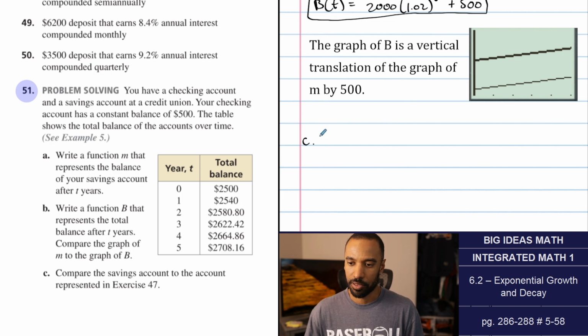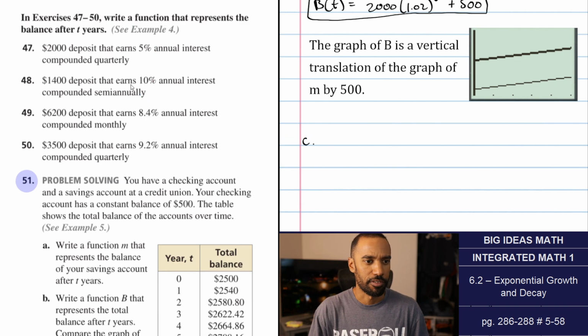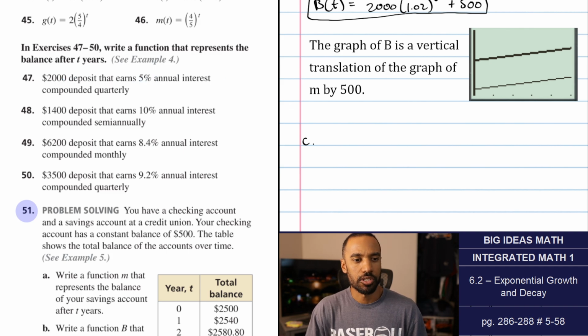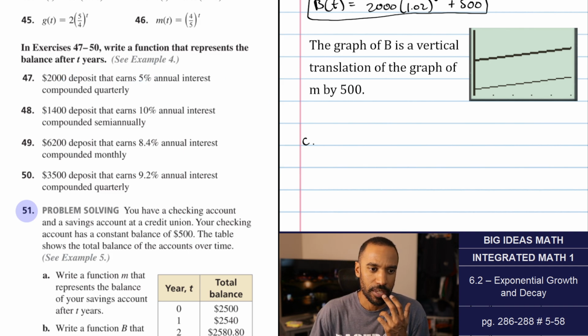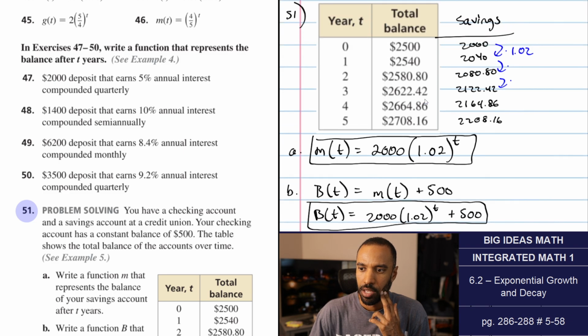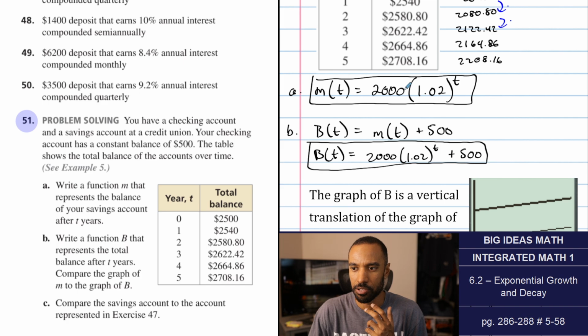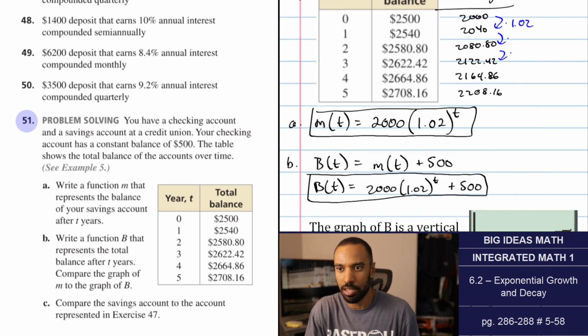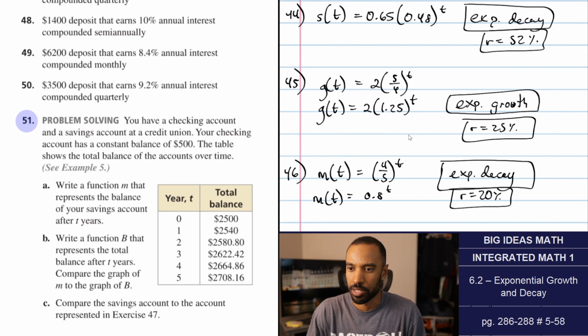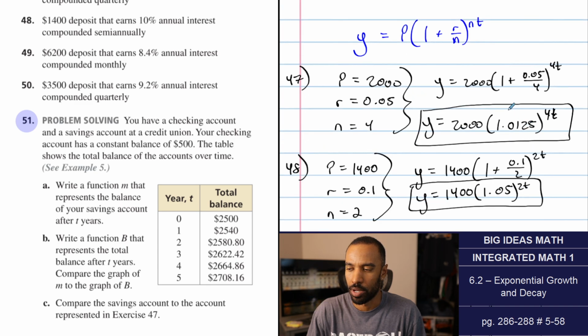I don't know, was it 47 the last problem? No, we're on 51. $2,000 deposit that earns 5% annual interest compounded quarterly. So compare the savings account. So the savings account is this guy. So 2,000 times 1.02 to the t versus 2,000 times 1.0125 to the 4t.